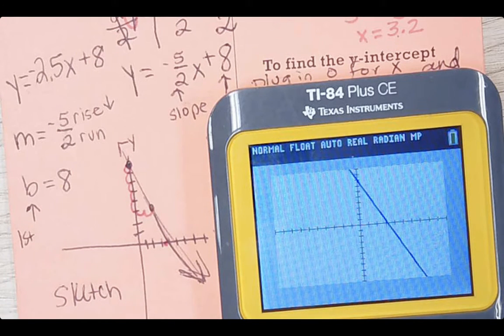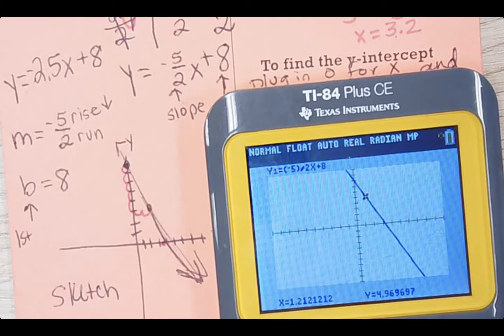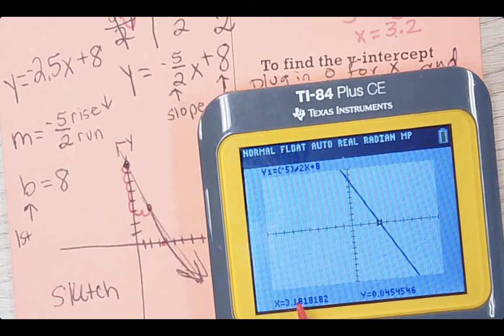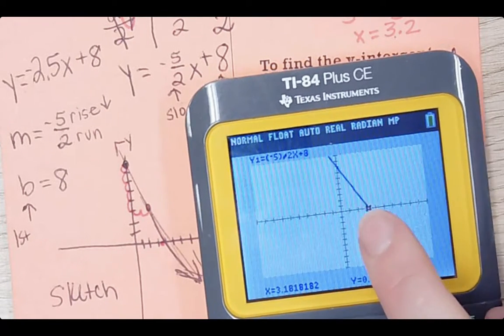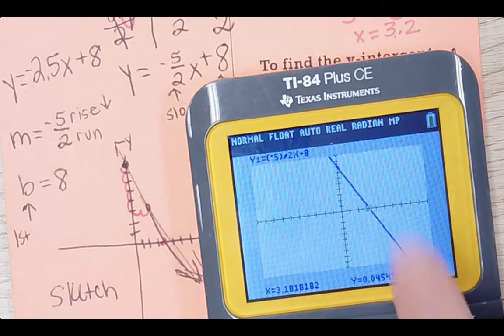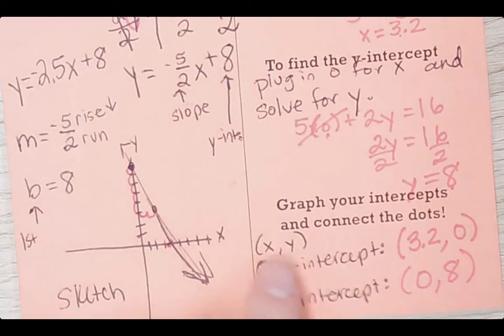So what we can actually do is hit trace and follow it along, and look, there's 0, 8. It's that point right there. And then let's arrow over. And look, 3.181818, and that's it. So what would that round to? Well, 3.2. And then 0.0454. That's really close to 0. So it looks like it's on that line, on the x-axis. So we did it right. So these were the two methods.